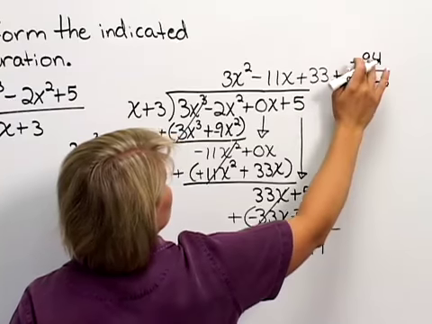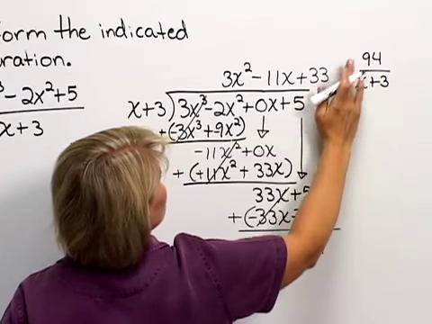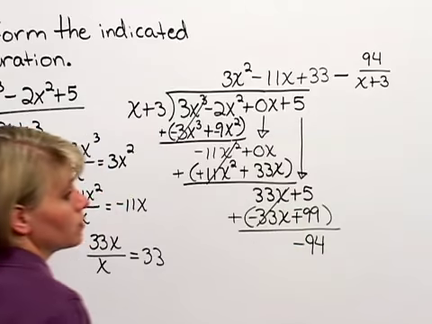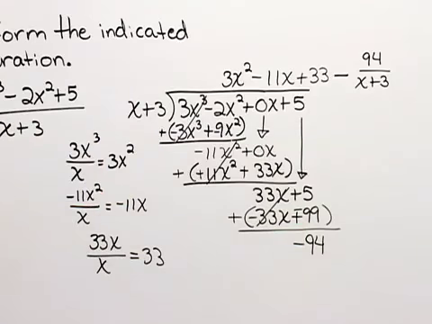Or instead of plus a negative 94, you could change this to a subtraction. Your solution is 3x squared minus 11x plus 33 minus 94 over x plus 3.